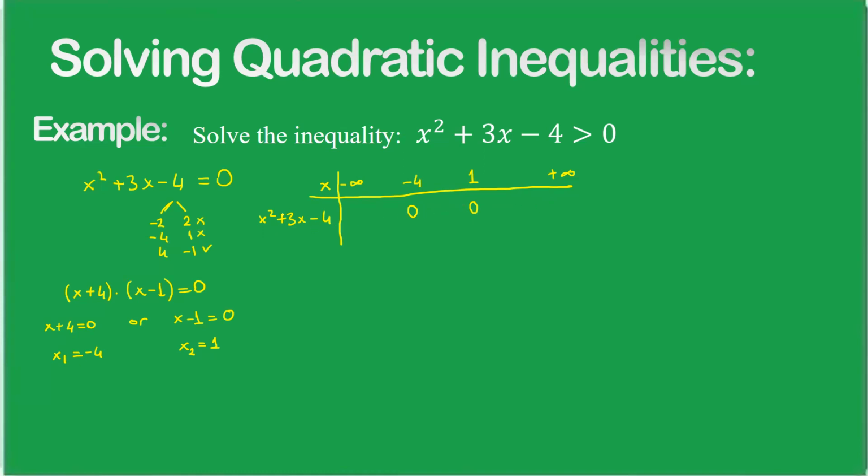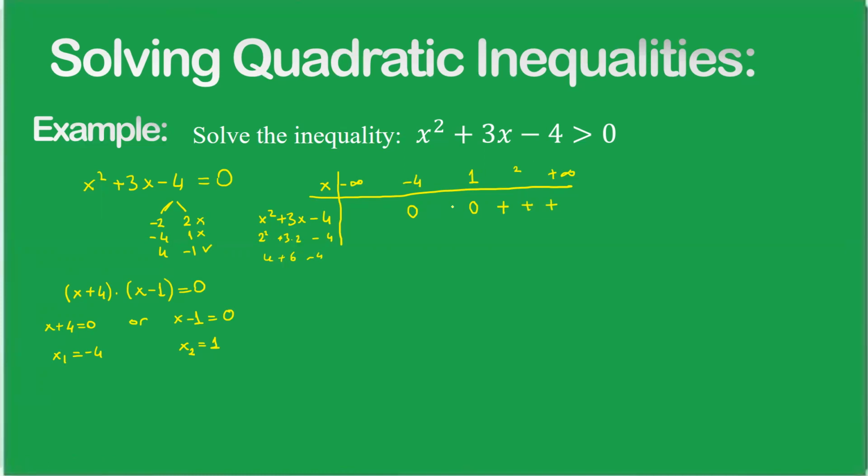Okay, how can we get the first one? Actually, there are different ways. For example, we can take a number which is greater than 1. The number 2 can be: 2 squared plus 3 times 2 minus 4. 2 squared is 4, plus 6, and minus 4 and 4 cancel each other, so just plus 6. So if you substitute any number greater than 1, the expression becomes positive. Then this part becomes positive.